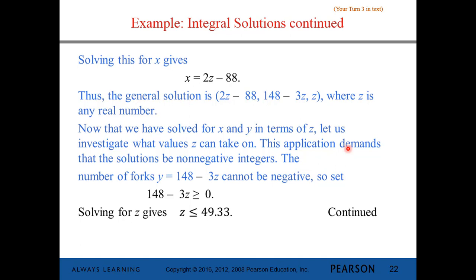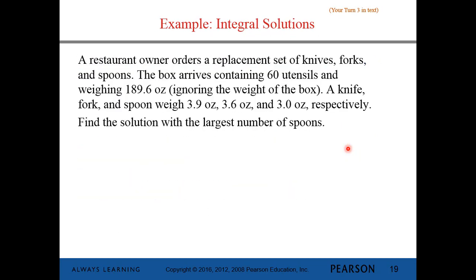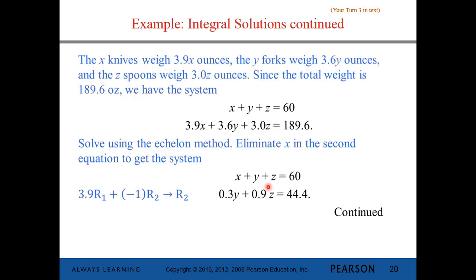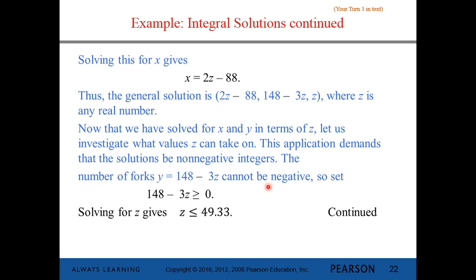Now, but what was the goal here? We got this general solution now. Let's go back to the question. What was the question? Find the solution with the largest number of spoons. Well, how do we get the largest number of spoons? How big can z be?